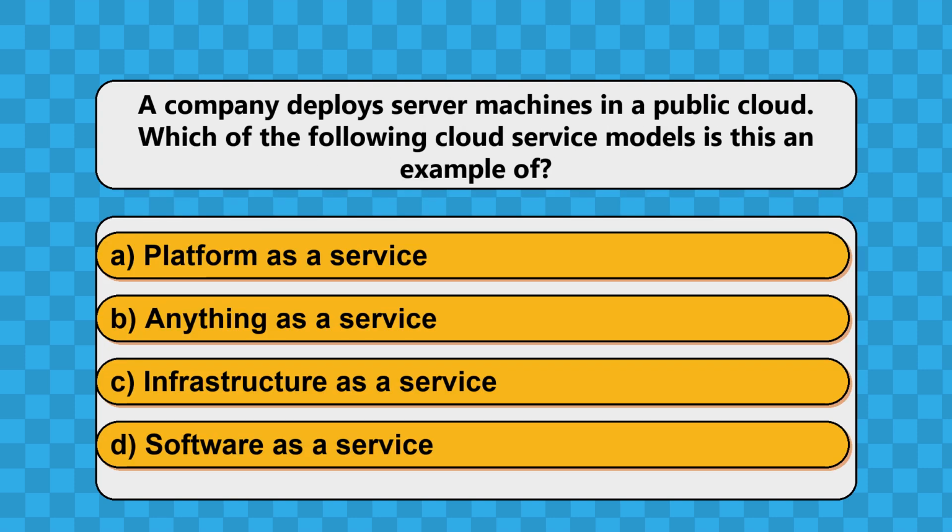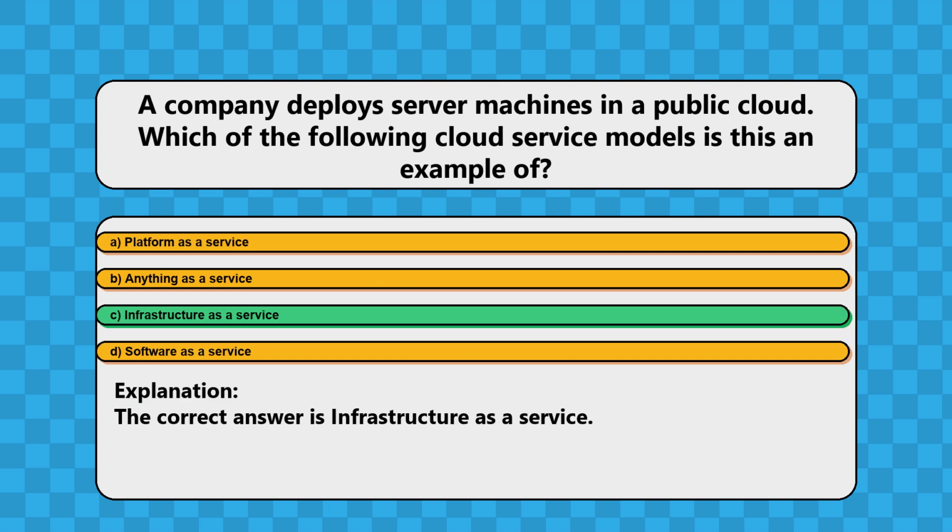Question 30. A company deploys server machines in a public cloud. Which of the following cloud service models is this an example of? Option A, platform as a service. Option B, anything as a service. Option C, infrastructure as a service. Option D, software as a service. The correct answer is option C, infrastructure as a service.